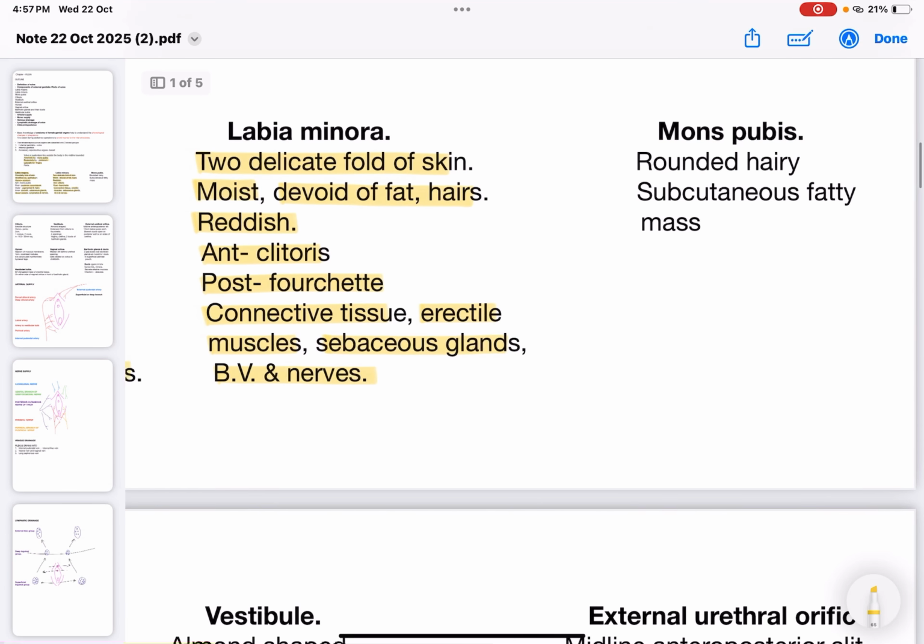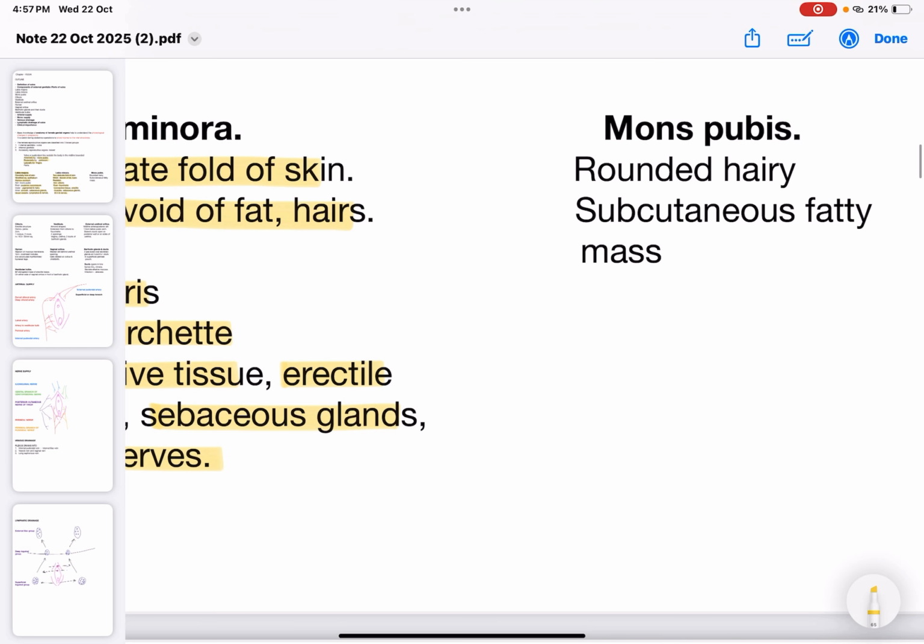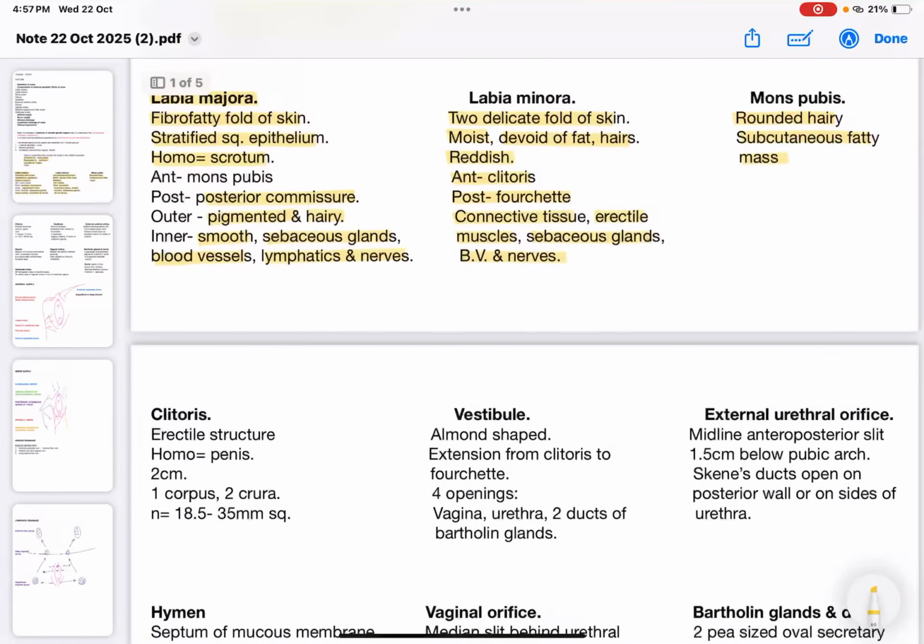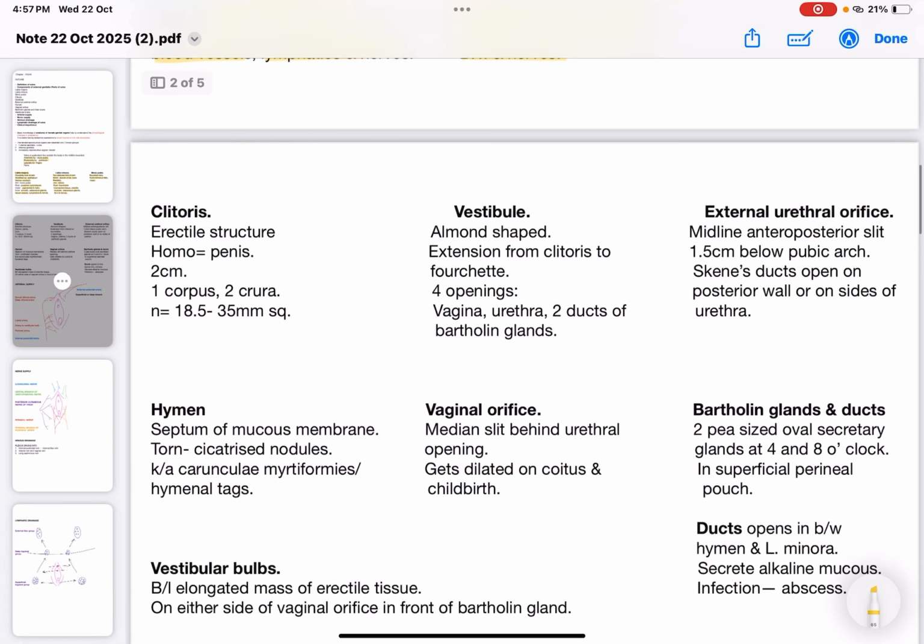Fine. You have mons pubis, which is a rounded, hairy, sebaceous, fatty mass. Then we have clitoris, which is an erectile structure homologous to the penis. In males, it is almost 2 cm in length. It has two parts, one corpus and two crura. Normally, the size of clitoris is 18.5 to 35 millimeters squared.